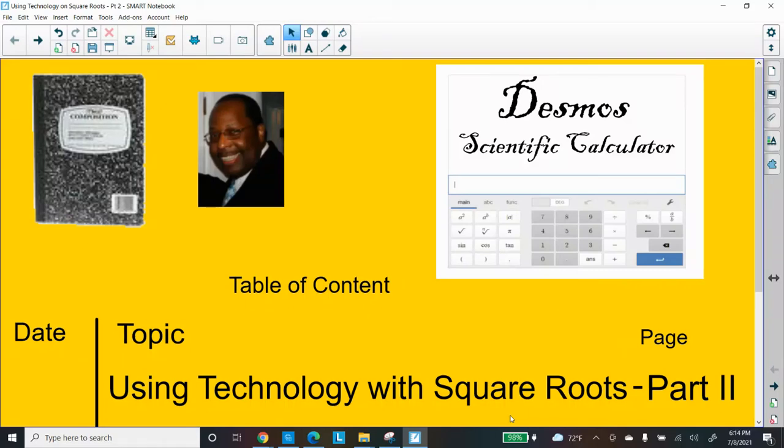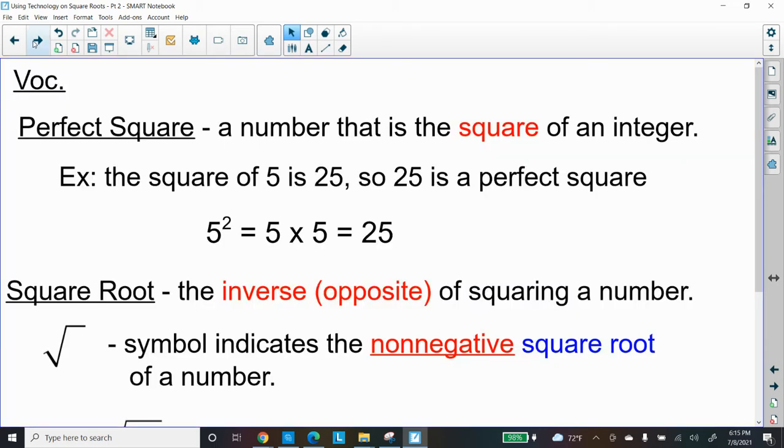Dr. Robinson here again. We are going to continue our studies. This time we're working with our technology for square roots, but this is part 2. We did part 1 some time ago, and we used the TI-30XIIS solar power calculator. This time we're going to be dealing with the Desmos Scientific Calculator. All right, so here we go.